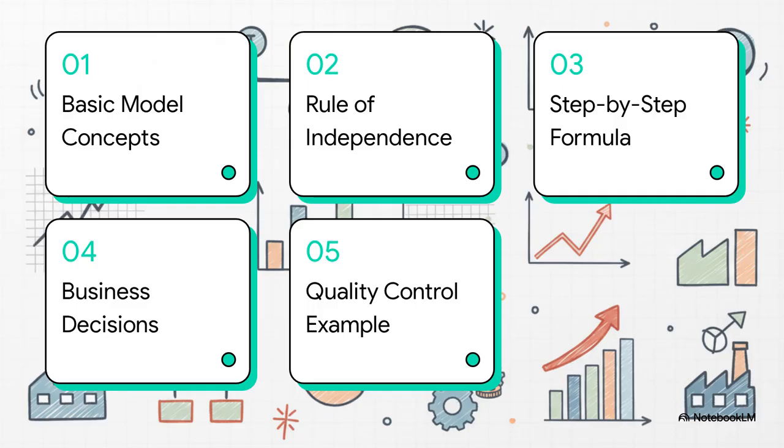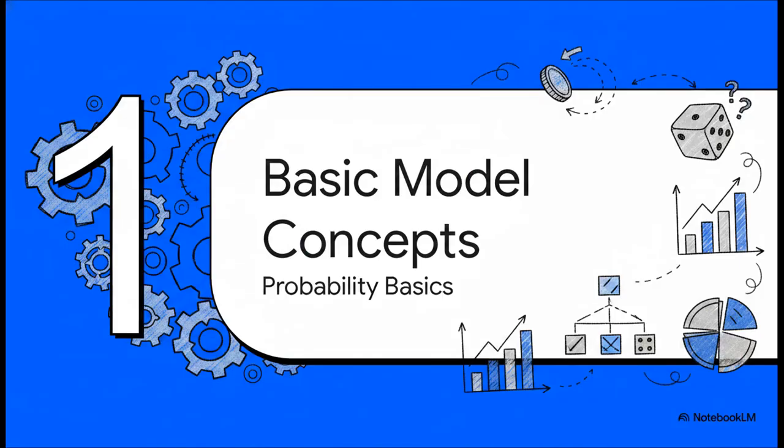So here is our lesson plan for today. We're going to quickly cover 1, basic model concepts, 2, the rule of independence, 3, the step-by-step formula, 4, real business decisions, and finally, 5, a practical example on quality control. All right, jumping right in.